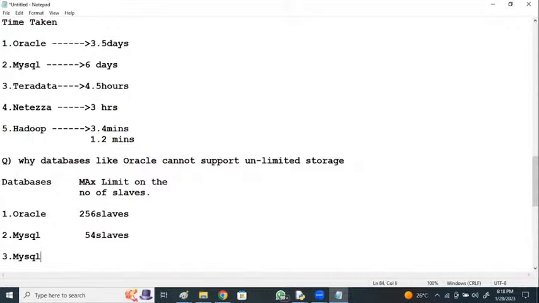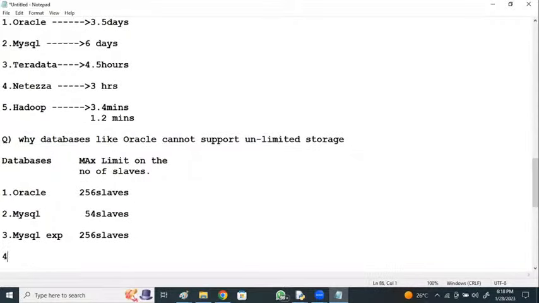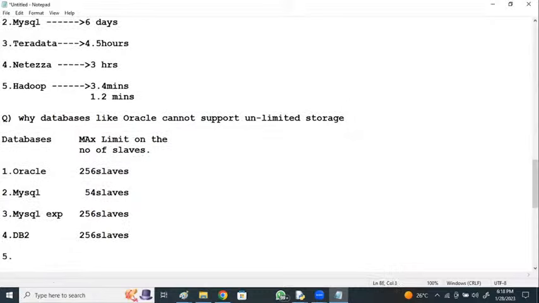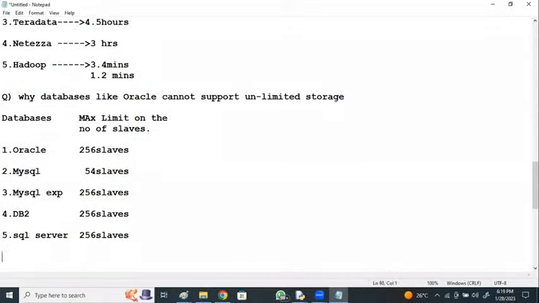MySQL Express can support nearly 256 slaves. DB2 supports nearly 256 slaves. SQL Server also supports about 256 slaves. So Oracle, MySQL, MySQL Express, DB2 and SQL Server can support only up to 256. Beyond that, they cannot support data.